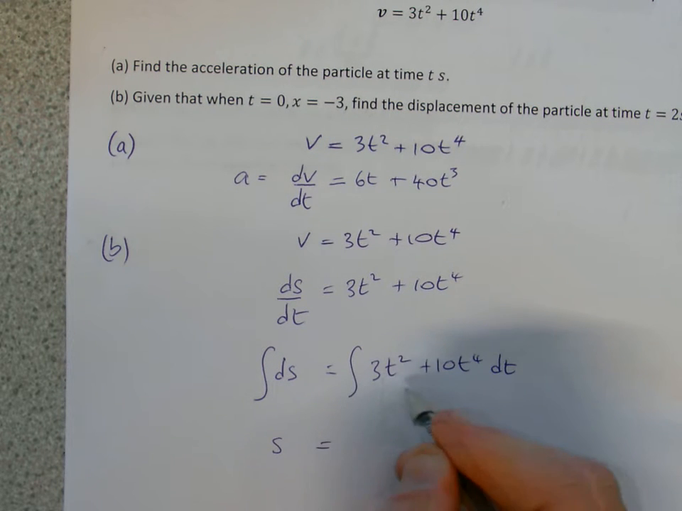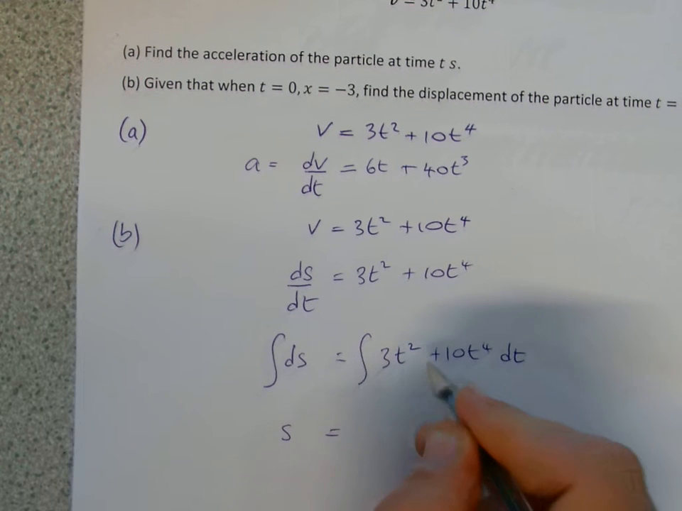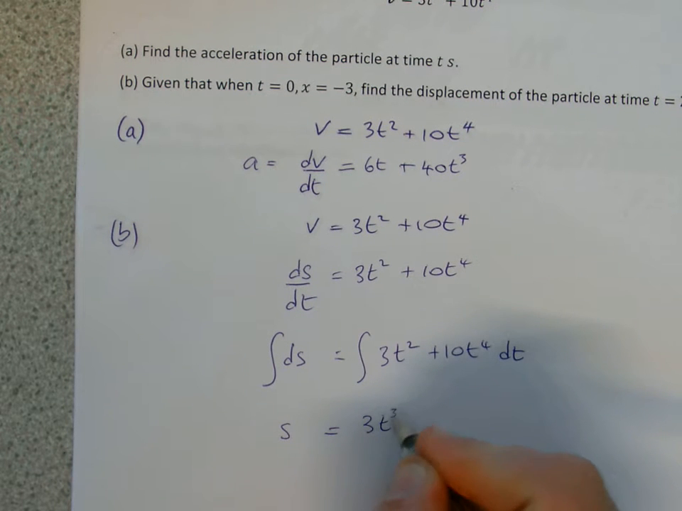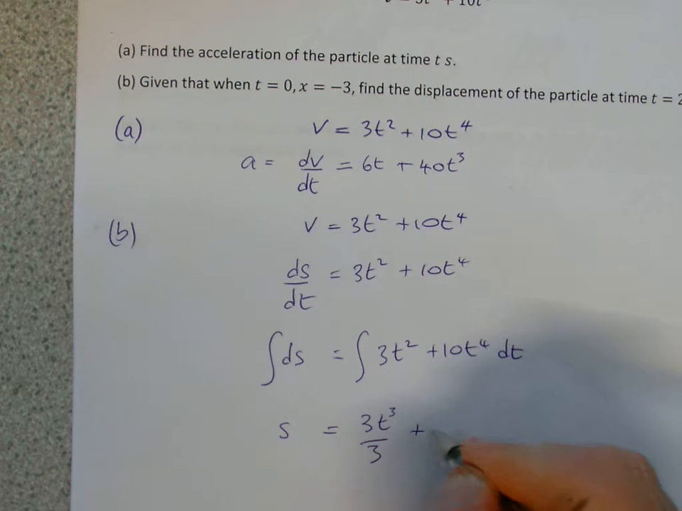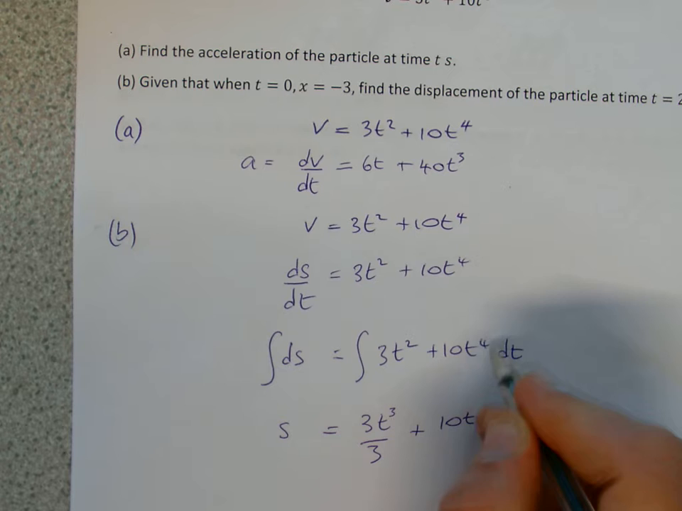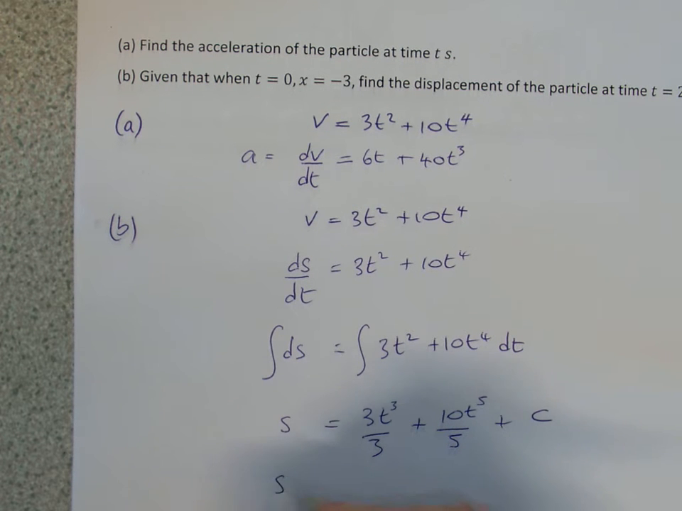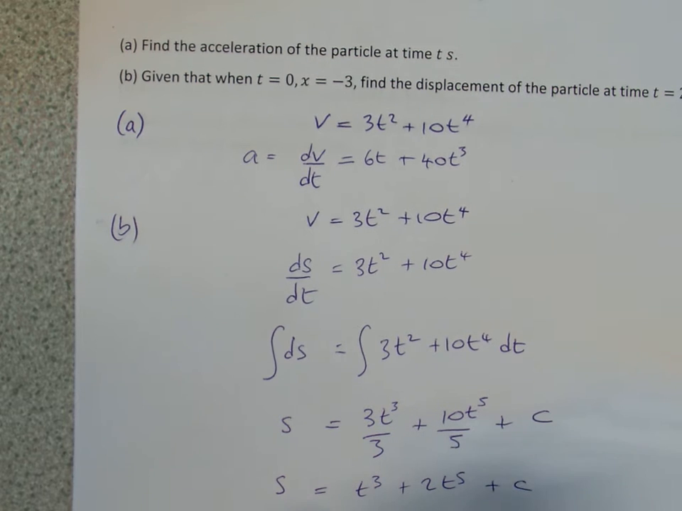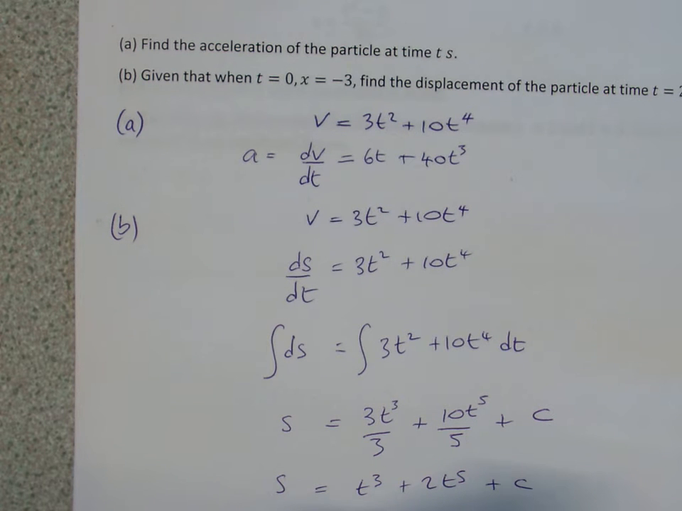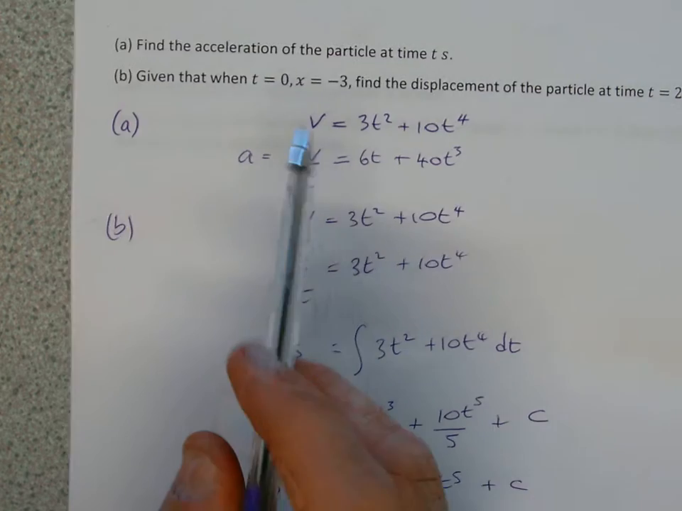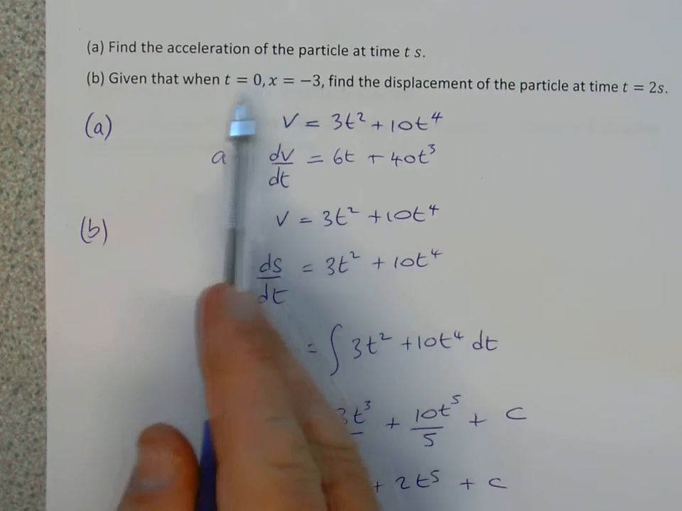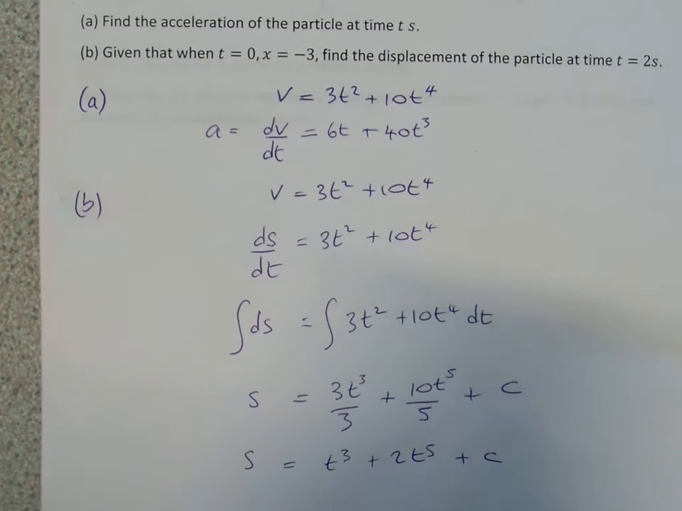And then you integrate this side, so 3t squared. When you integrate it, of course, you raise the power, t cubed divided by that new power. And then here, you integrate that, you raise the power to 5, divide by 5, and then don't forget to add on a constant with the integration. You can simplify this, so that's t cubed plus 2t to the power 5 plus c. Now, often they will give you boundary conditions, and it's quite clear here, isn't it? That's necessary to work out c.